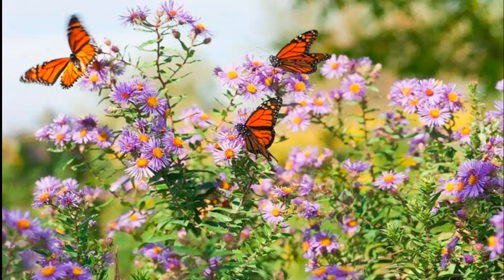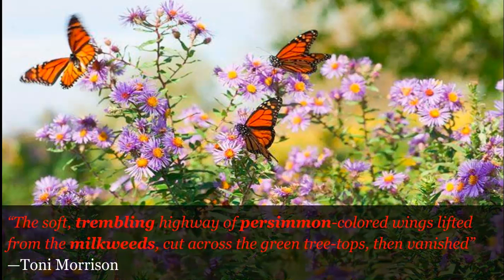So let's look at a couple of examples of descriptive language. We have a scene here of some butterflies in a field, but if I just say to you there are some butterflies in a field, you don't really have any idea about what that looks like. Let's see how a really good writer describes it. So we have Toni Morrison, and she writes, "The soft trembling highway of persimmon-coloured wings lifted from the milkweeds, cut across the green treetops, then vanished."